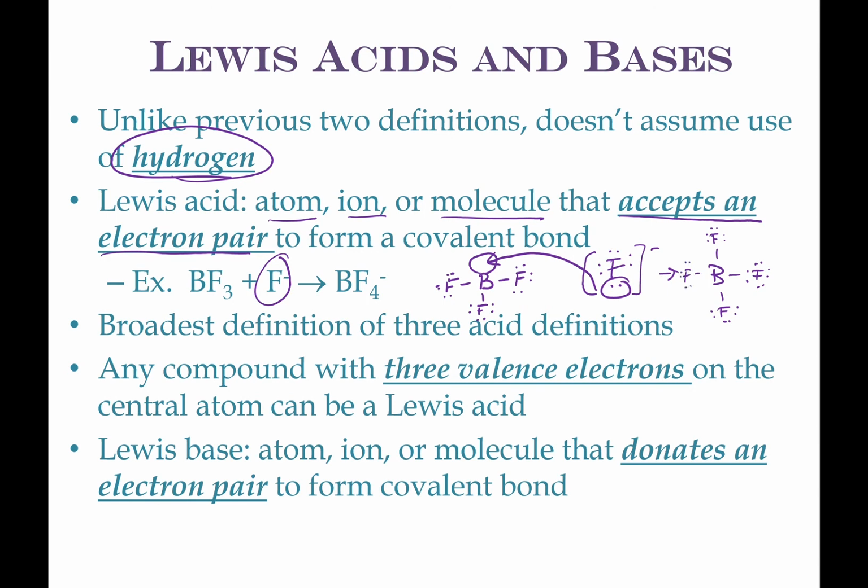So when it does that, boron is acting as a Lewis acid, and the fluorine is acting as a Lewis base. It's donating that pair. So this is the broadest definition of all of the acid bases. It's probably the one that most people find difficult to understand because it is so broad. But this will be something you might use in organic chemistry more often because you have to expand your definitions.